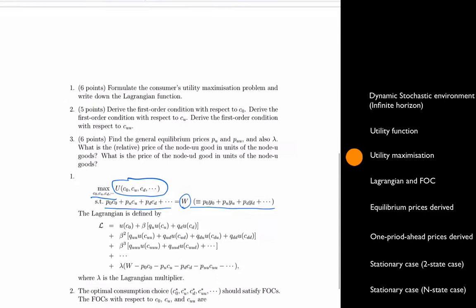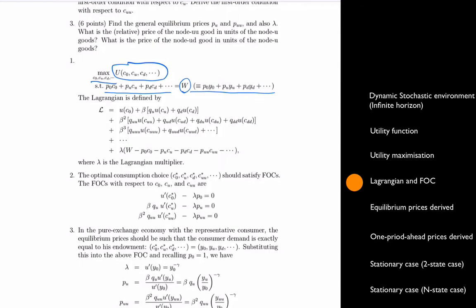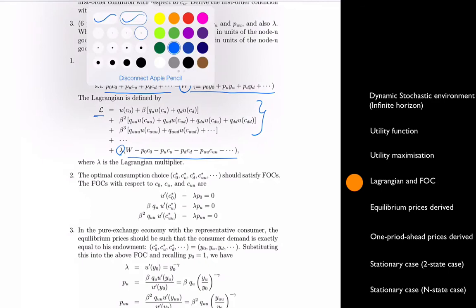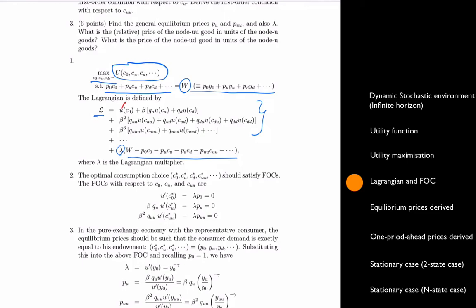Once we formulate the consumer's utility maximization problem, then we can define the Lagrange function. The Lagrangian function is the entirety of the utility function plus the Lagrange multiplier lambda times the budget constraint. Because we are maximizing this with respect to the entire consumption plan, C0, CU, CD, CUU, CUD, and so on, we differentiate the Lagrangian function with respect to each of the consumption amounts to get the first order conditions. For example, if we differentiate with respect to C0, the date 0 consumption, we have U prime of C0 plus lambda times negative P0, and that should be equal to 0. And that gives us the first of the first order conditions.